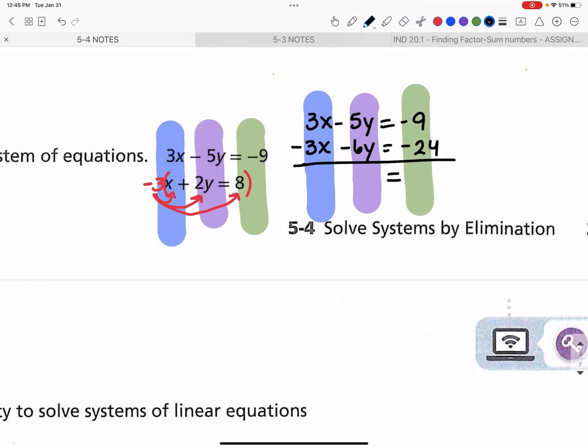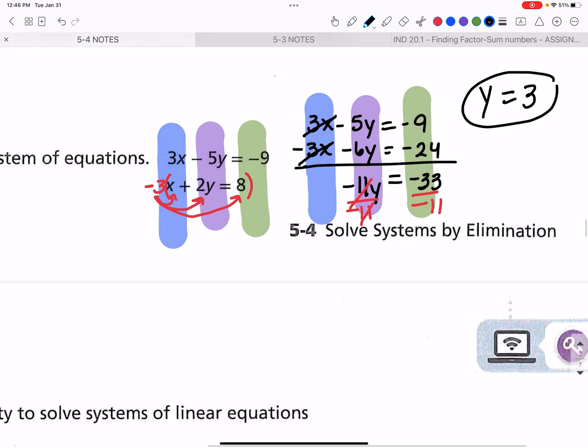Now, exactly what we needed happened. We have 3x and negative 3x that cancel out because 3 minus 3 is 0. We have negative 5y and negative 6y, which gives us negative 11y. And we have negative 9 and negative 24, which is negative 33. Remember, negative, negative goes deeper negative. And then we want to divide by a negative 11 on both sides, and we get that y equals negative 33 divided by negative 11 is positive 3.